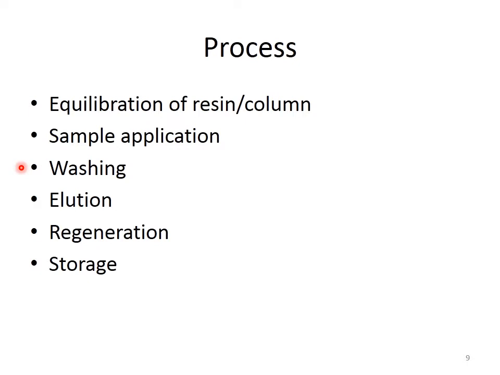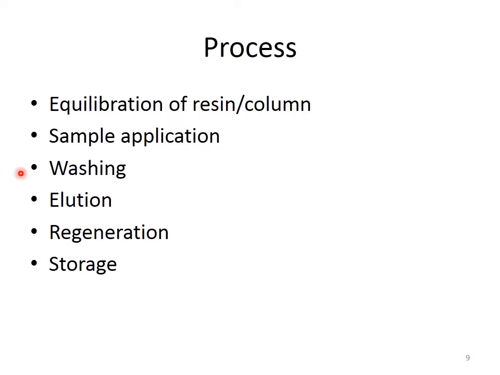Those proteins which are not bound by the stationary phase or the column are removed through the process of washing. Washing is done by using a buffer. The wash buffer is passed through the column, and those molecules which are not bound to the column are going to be removed away. Only those molecules are going to stay which have a binding affinity with the column stationary phase.